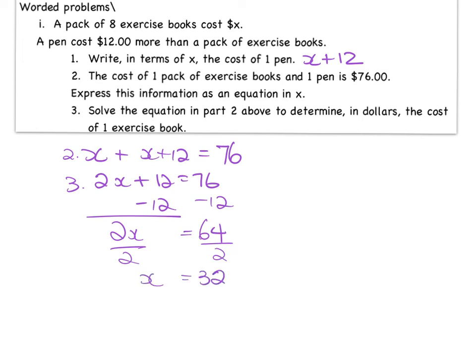So therefore, a pack of exercise books is $32, which then means if 8 exercise books are in one pack, then one exercise book will be 32 divided by 8, which would be $4.